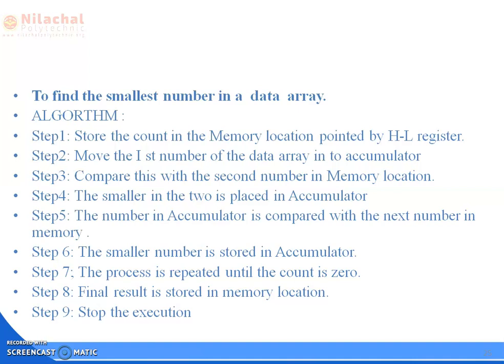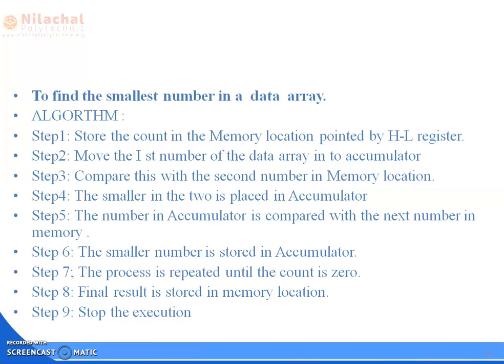Step 3 is to compare this with the second number in memory. That means the number present in the accumulator must be compared with the second number present in the next memory location. Next, step 4 is that the smaller of the two is placed in the accumulator. Between the two numbers, whichever is smaller must be placed in the accumulator. That means the result, the smallest number, is placed in the accumulator.